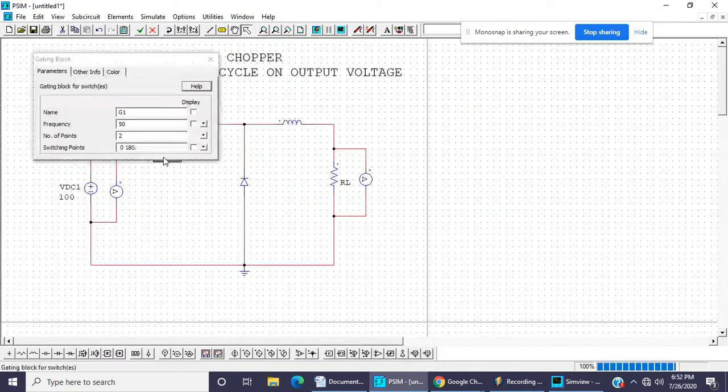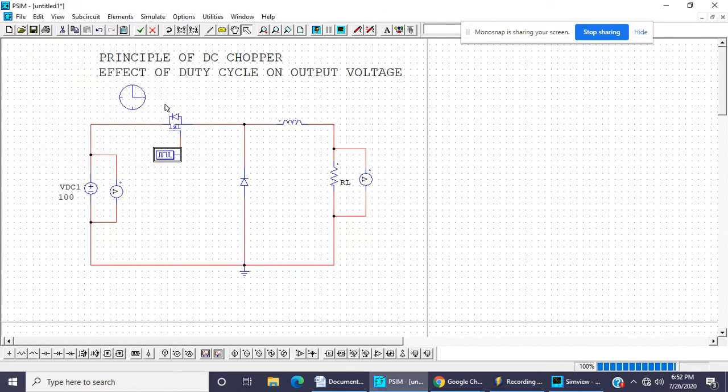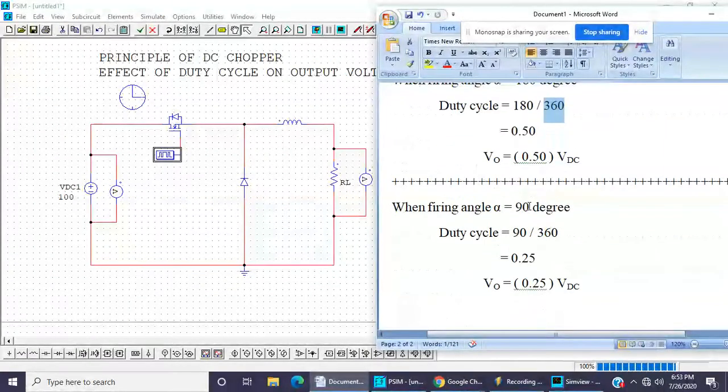Now again, this is placed at 90, firing angle 90. So in the case of 90, firing angle alpha is 90, duty cycle is equal to 90 divided by 360 is equal to 0.25. Output voltage is equal to 25 percent of input voltage. So here input voltage is 100, so we will get output voltage is equal to 25 volt.